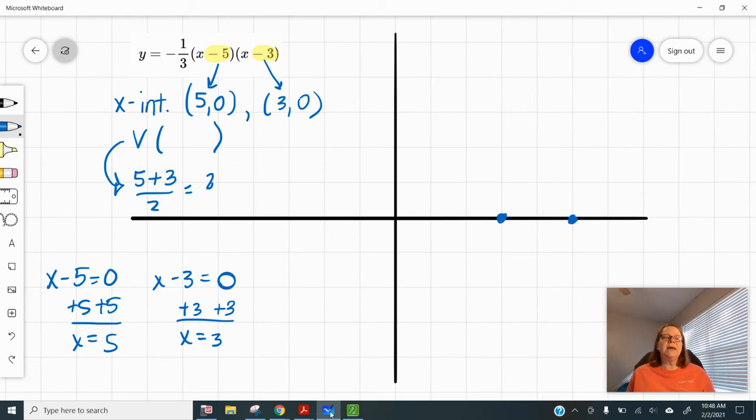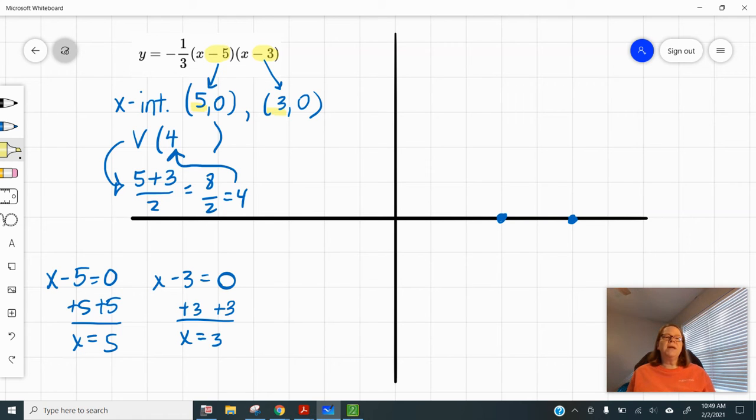So 5 plus 3 is 8. 8 divided by 2 is 4. That's exactly what we thought it would be. So that's the first part of our vertex. Why did I add 5 and 3? Because those are the numbers here, our x-intercepts. We add them and divide by 2 because we're finding the average, or the halfway point.